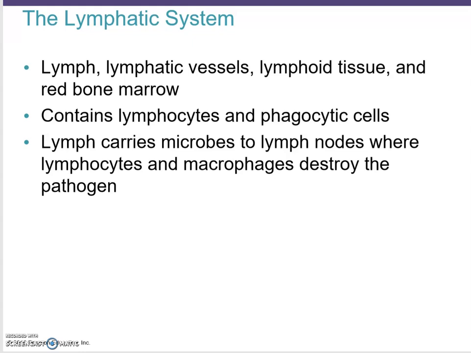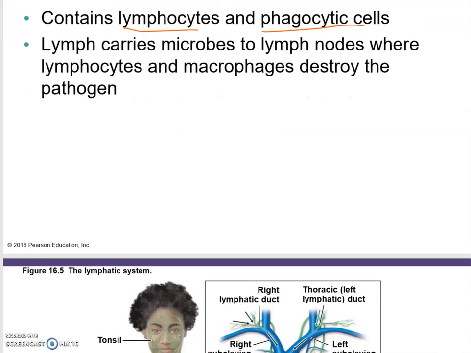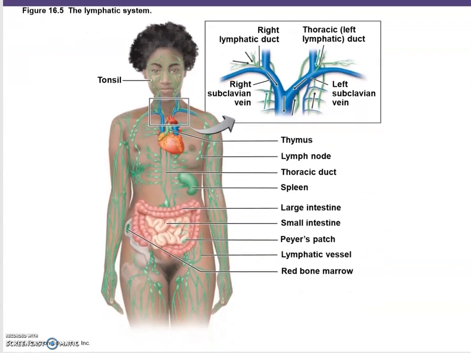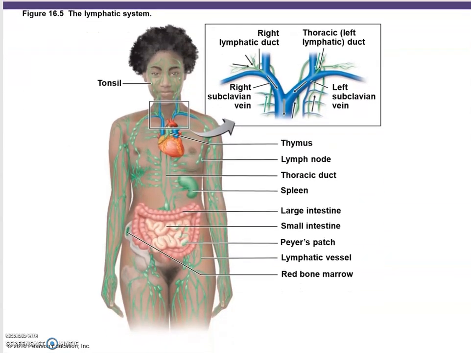So the lymphatic system is composed of the lymph fluid itself, lymphatic vessels, lymphoid tissues, and also red bone marrow. It contains lymphocytes and phagocytic cells, and the lymph fluid carries microbes to lymph nodes where filtering takes place, but also the lymphocytes and macrophages that are resident populations there, they destroy the pathogens. So we have these immune functions here, and here would be a review of the lymphatic system.